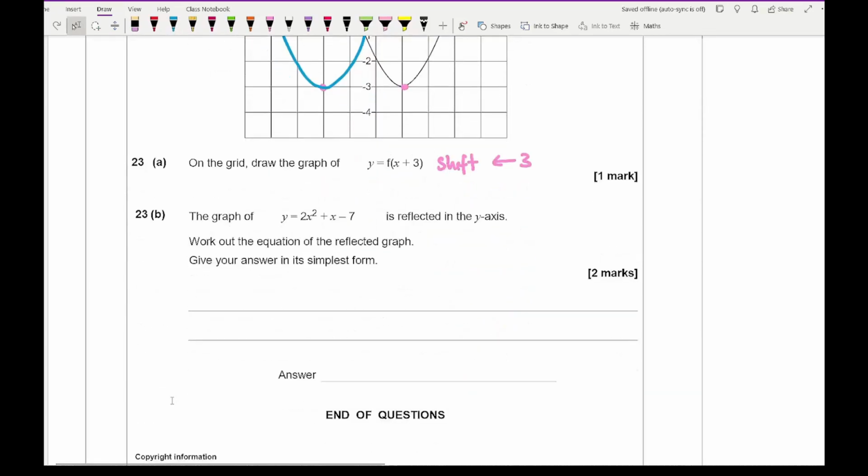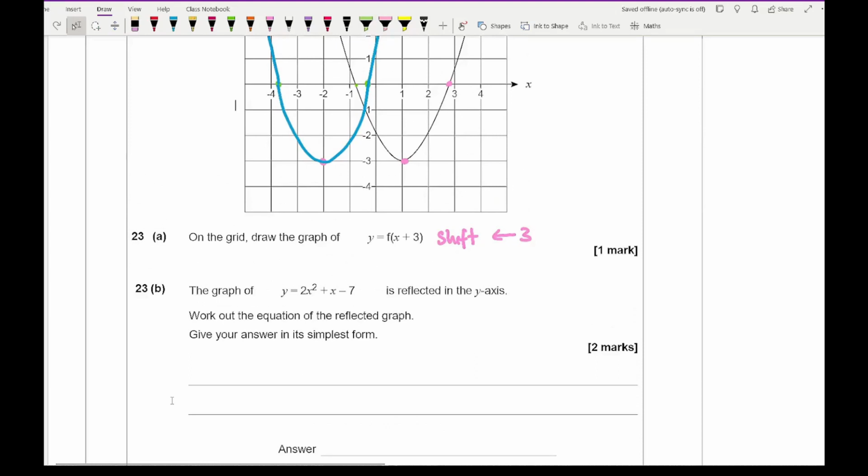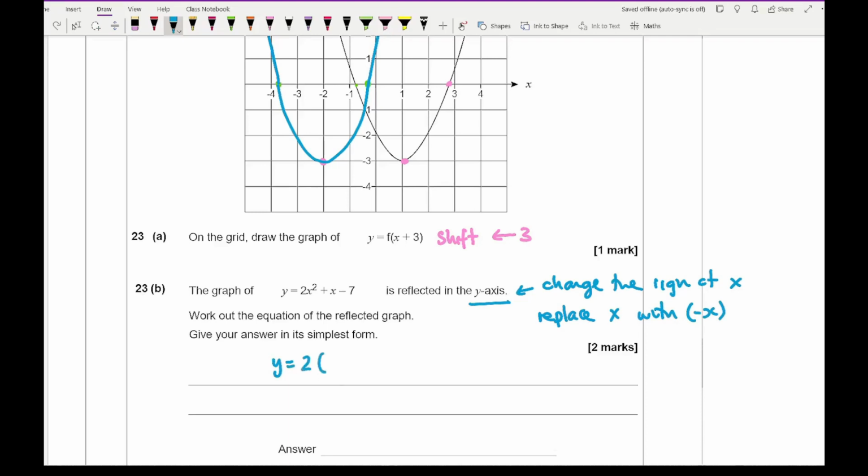Then for question 23b, it says y equals 2x squared plus x minus 7 is reflected in the y-axis. Work out the equation of the reflected graph. Now, for it to be reflected, what I need to do is basically change the sign of x. So I'm going to replace x with minus x. So replacing that, I get y equals 2 lots of (minus x) squared plus (minus x) minus 7.